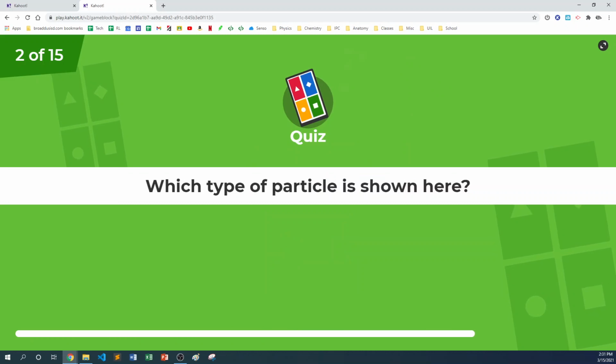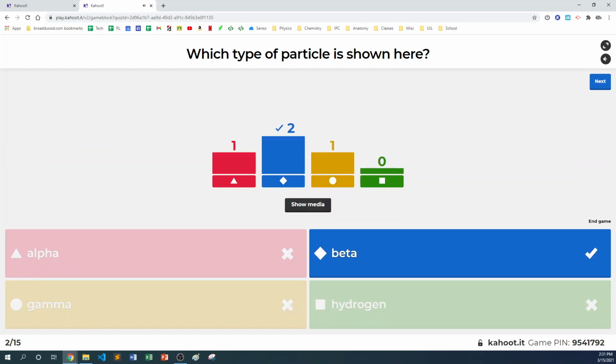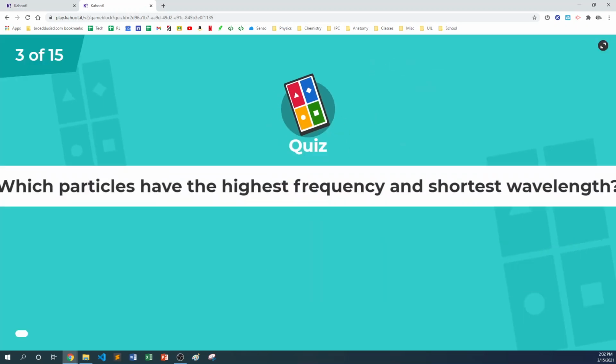Which type of particle is shown here? Oh, where is it? I don't see it. Oh, I clicked the wrong one. Oh, why did I put gamma? I know I clicked the wrong one. Beta is just an electron. Look, it's been a couple of days, okay? I knew it was beta and I put gamma.